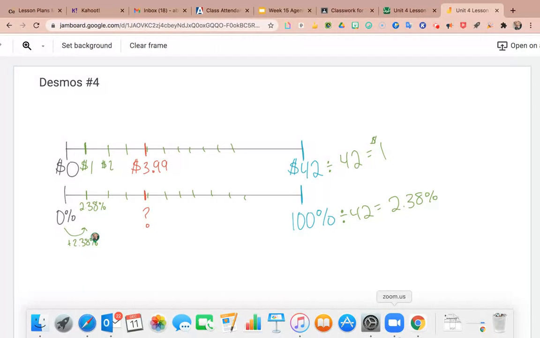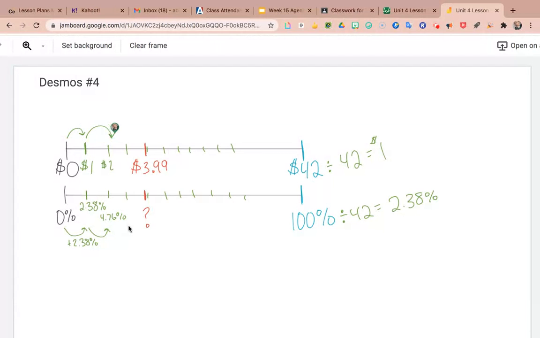So 0 plus 2.38%, and then I'm adding it again. So 2.38 plus 2.38, and I get 4.76. So every time I move $1 on the top, I'm going to add 2.38 on the bottom. So every $1 moves 2.38%.